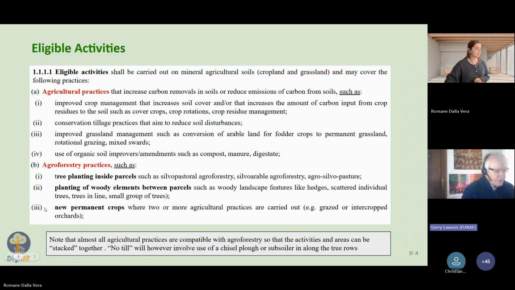Do note, however, that it's possible to stack. It's possible to consider an agricultural practice in the alleys between the trees, together with a tree practice. So your plot can be divided into different types of practices, and the collective benefit of those can be included in the monitoring, reporting, and verification. So next slide.